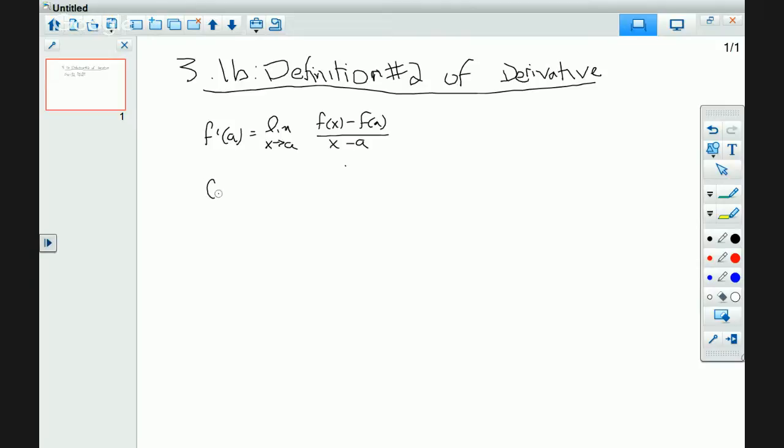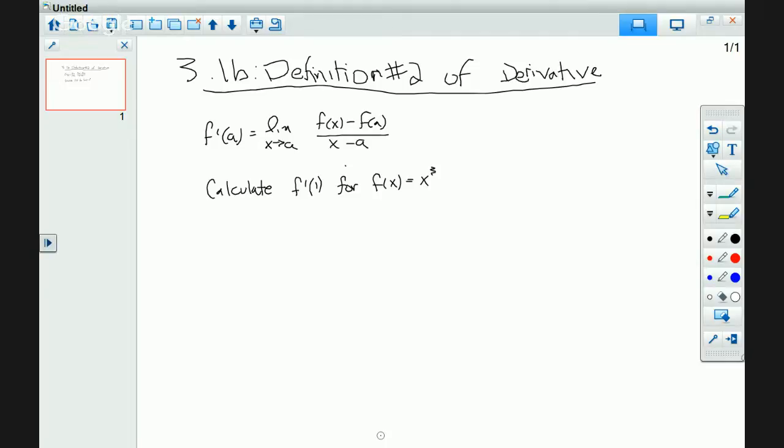We'll just make one up. Hopefully that works. This is going to be an easy one. I'll show you a harder one next. You're gonna have to mix it up. So calculate f prime at 1 for f of x equals x cubed.